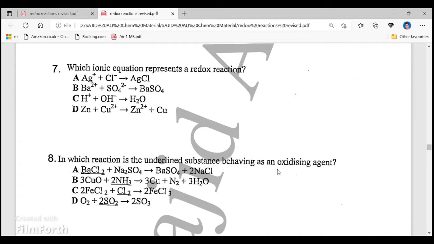And in the second reaction, ammonia is removing oxygen from copper. So ammonia is acting as a reducing agent. Ammonia is acting as a reducing agent. Why? Because it removes oxygen from copper 2 oxide.